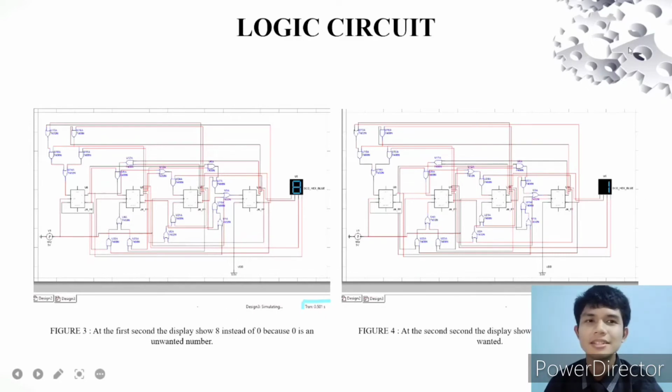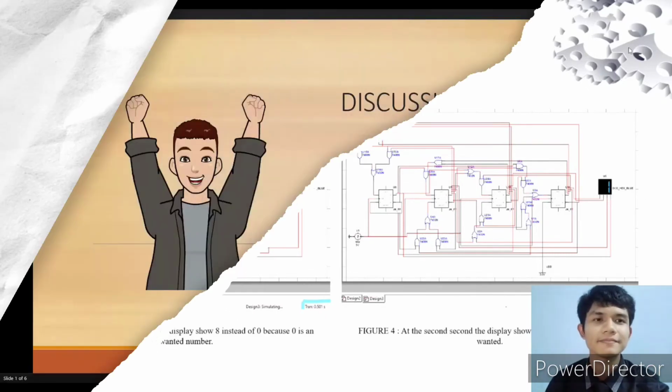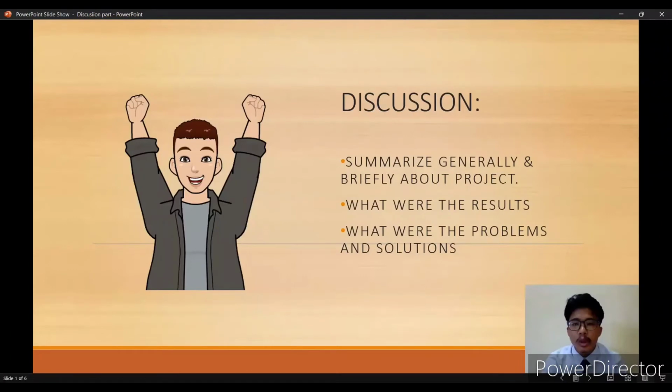So yes, that's all I have. I will continue with the discussion part. In the discussion part, I will summarize generally and briefly about the project and what the results were, and what the problems and solutions were.